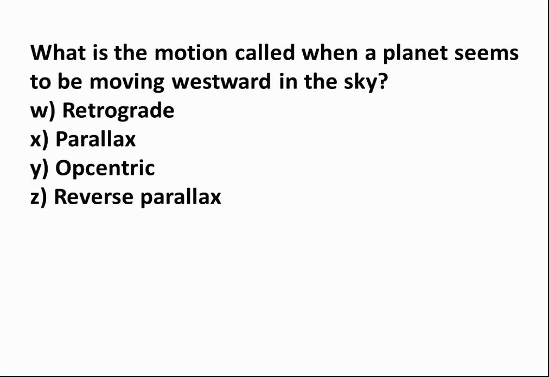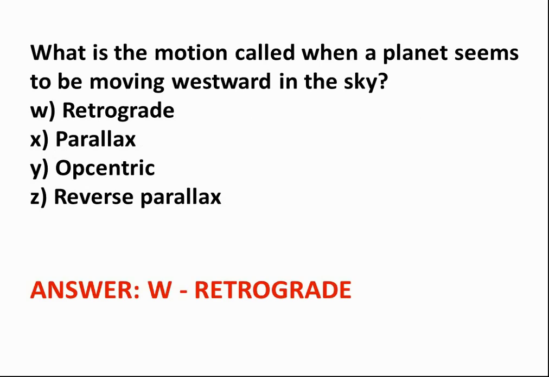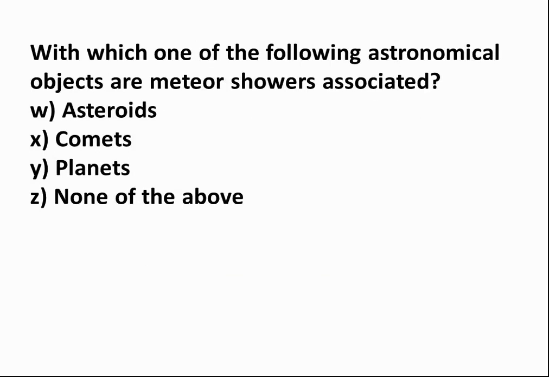What is the motion called when a planet seems to be moving westward in the sky? W, retrograde. X, parallax. Y, apentric. Z, reverse parallax. Answer, W, retrograde.